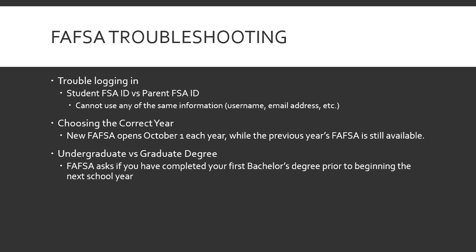Next issue we see a lot is undergraduate versus graduate degree. Of course we have both degree programs here at Thomas More University. If you're an undergraduate, you want to check as such, vice versa for graduate programs. The FAFSA asks you specifically if you've completed your first bachelor's degree prior to beginning the next school year, and that's how they determine if you are an undergraduate versus a graduate student. So if you're still working on your undergraduate degree, you'll want to say no, that you've not completed your first bachelor's degree. If you are a graduate student, you want to check yes, you have completed your first bachelor's degree.